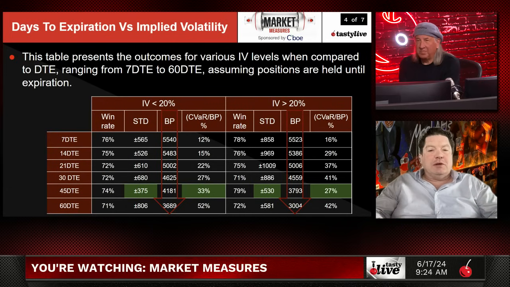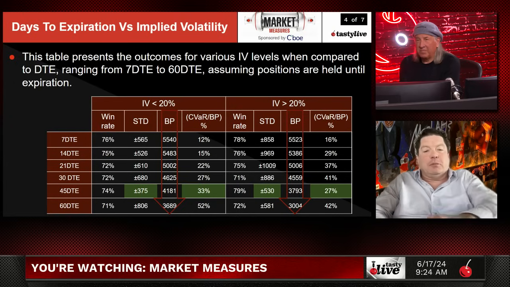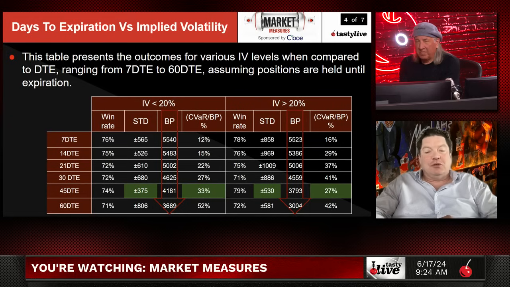So you can actually get higher CVAR over buying power if you choose a little bit longer when volatility is, look at the CVAR over BP. You have to go out to 45, 60 days to get the higher returns on capital. You get higher returns on capital when IV is over 20% with shorter time frames, 14, 21, 30. We actually highlighted the 45 days to expiration because that's kind of our wheelhouse, and that's kind of the strongest numbers.